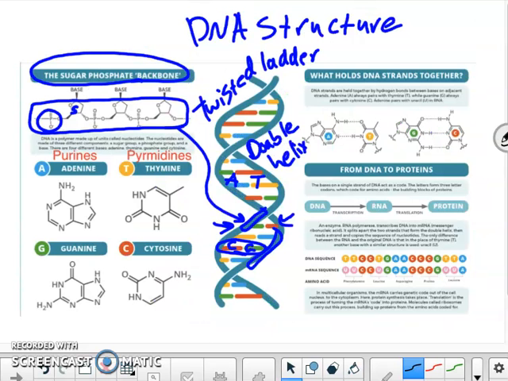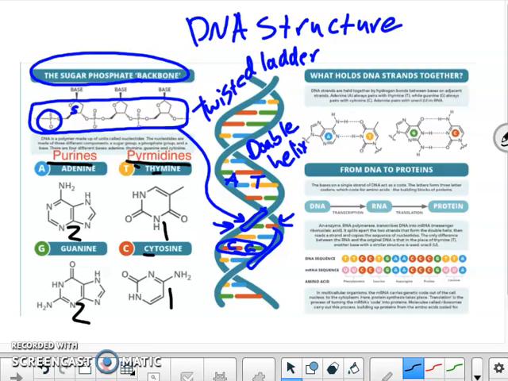So the bases are classified into 2 areas. There are purines and pyrimidines. Adenine is a purine, and guanine is a purine, and they have 2 rings. The pyrimidines only have 1. And I remember that they are pyrimidines because cytosine C and thymine T have Ys, and so does pyrimidine. The purines, adenine and guanine, do not have Ys.